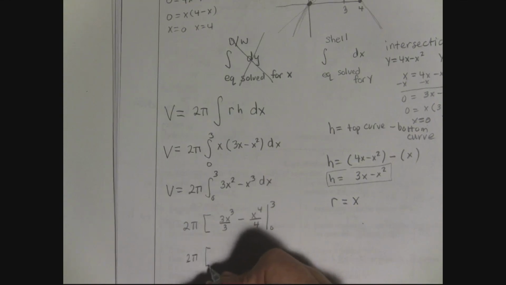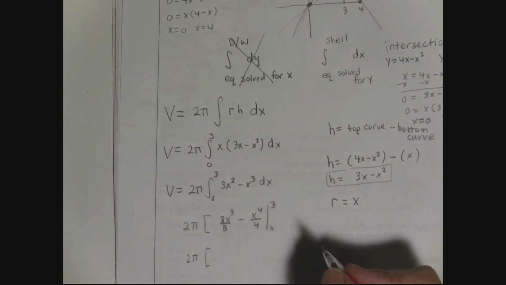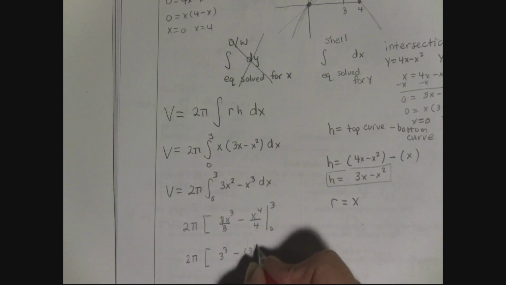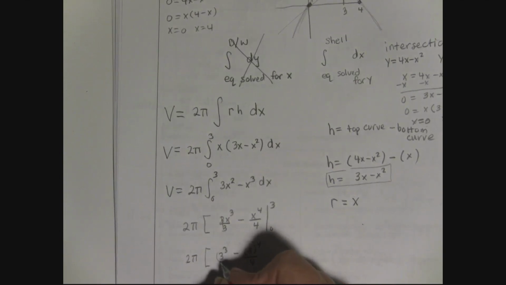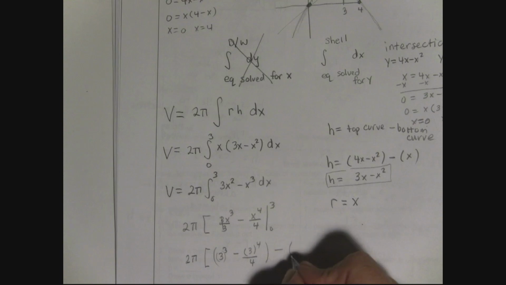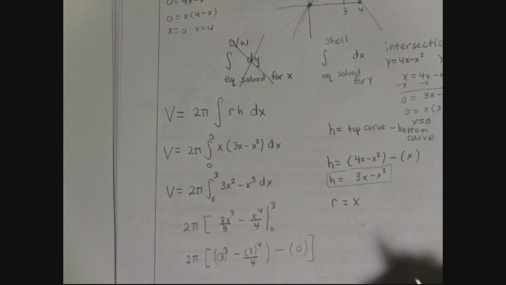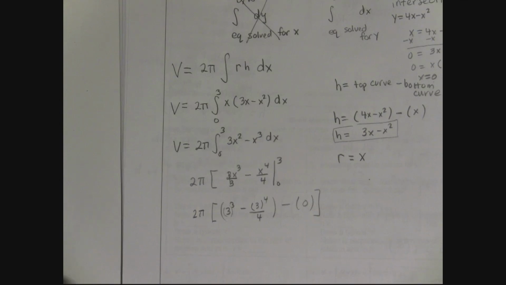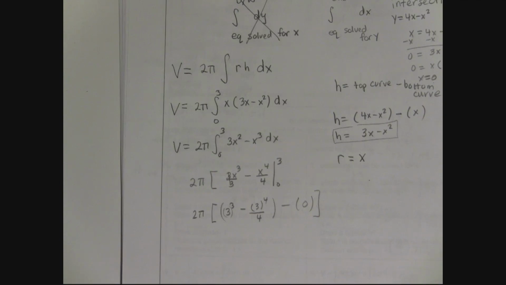And so the 3's would cancel here. And when I do the top curve, that'd be 3 cubed minus 3 to the 4th over 4. Probably should have parentheses there. It's a good idea. And minus 0. And I'm pretty lucky unless I have cosine. If I have cosine, then I have to be careful. And yeah, use your calculator, use your brain, whatever you need to use. So 3 to the 3rd is 27, and minus 3 to the 4th is 81 over 4.